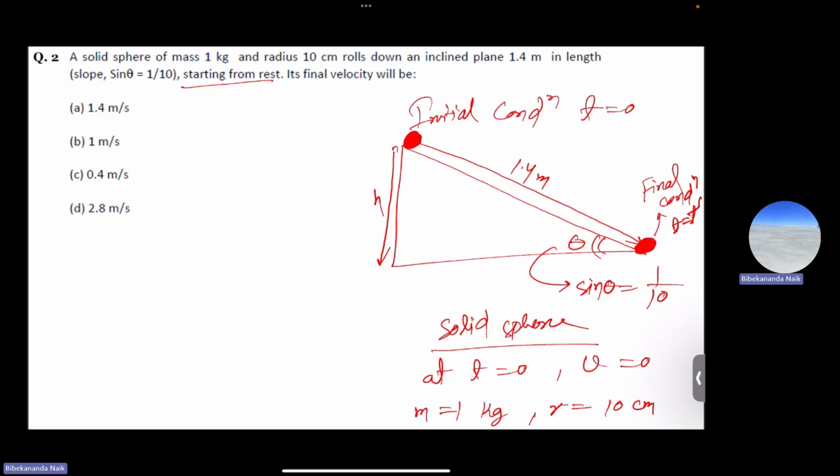I'll give you a few minutes to try this question, then we will discuss after 2-3 minutes what will be the correct way to solve it and to get the correct answer.